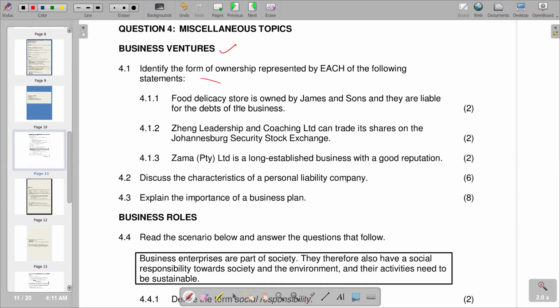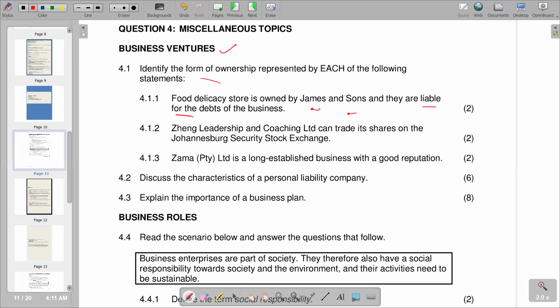So being liable can also be a hint that we are being given there. Then we have the description that we have. The name also can tell us which form of ownership that is. Remember, we're given James and Sons, so there are two different parties operating together. So that automatically becomes a partnership.